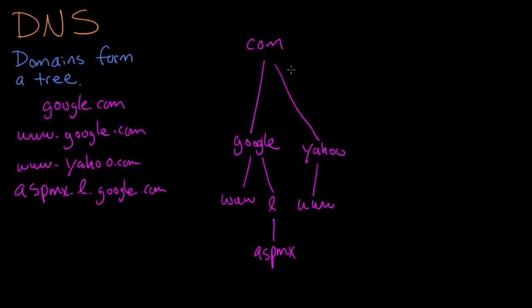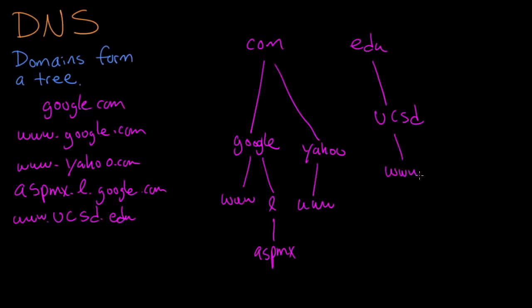And of course, there's more at the top than just com. There's things like edu, so a school like ucsd.edu. That means there's an edu here, and ucsd below that. And then of course there's www in front of that. They've got a web server. The computer science department would be cs.ucsd, so they go below that. And then there's a web server in that department too, so www there as well.